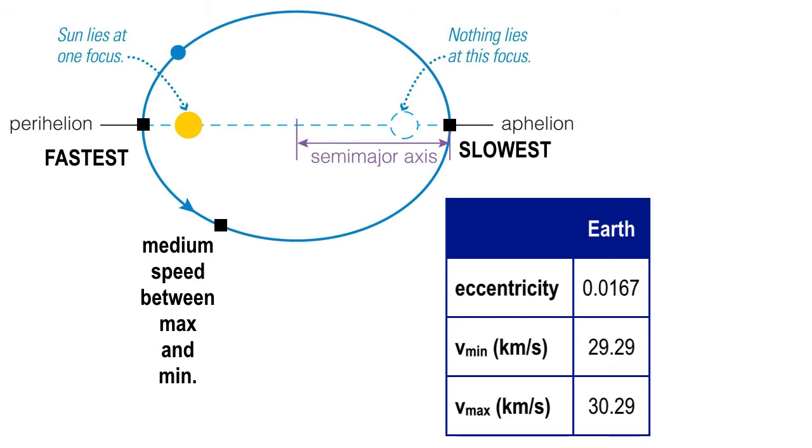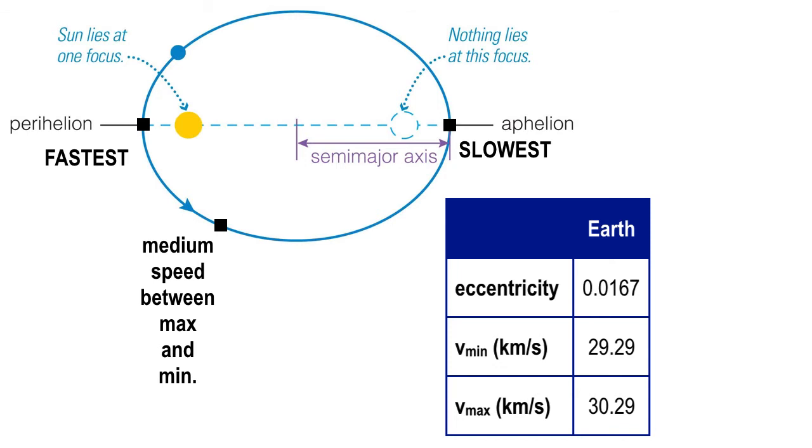Now, because it's not a perfect circle, it has a variation between minimum speed and maximum speed. So the third line, Vmin in kilometers per second for Earth, is about 29.29 kilometers per second at its slowest, at aphelion. At perihelion, it's just a little bit faster, about 30.29. For Earth, it's about 3% variation between minimum and maximum speeds. Now, we haven't got anything that goes that fast. Some of our spacecraft go pretty fast, but I don't think we've got anything going that fast, and certainly no aircraft.